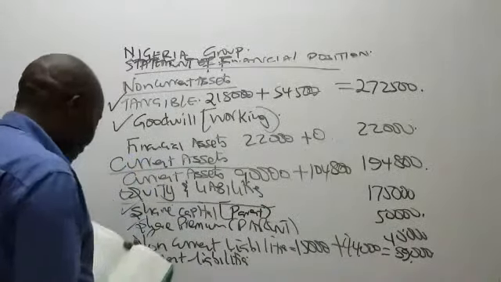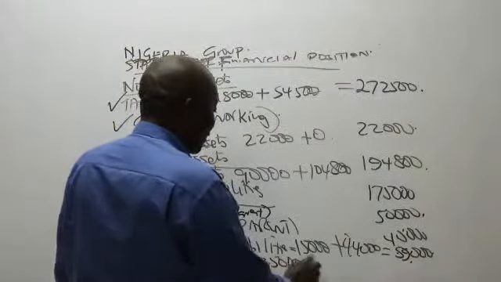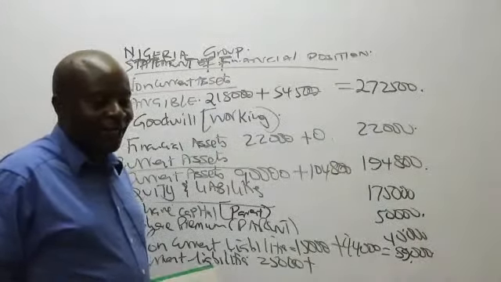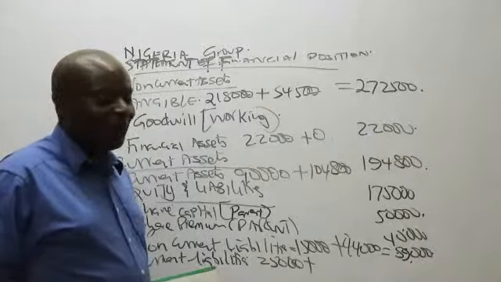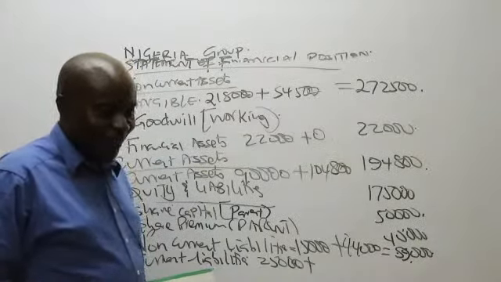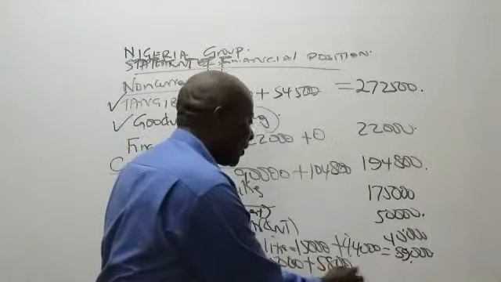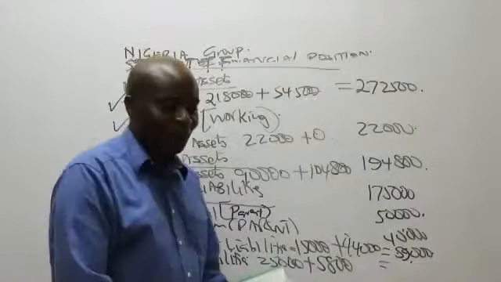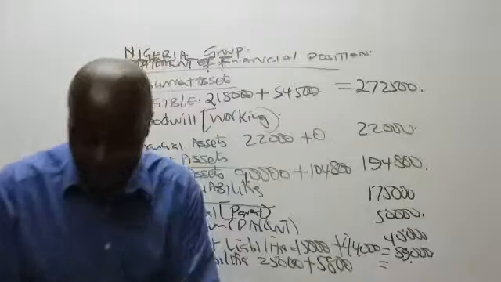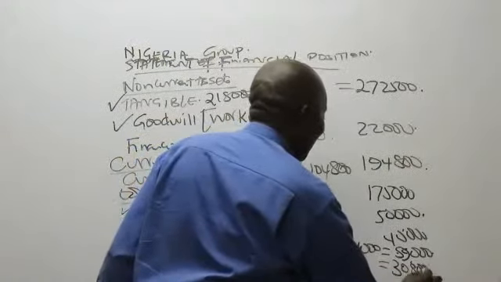So for the current liabilities, I'll pick the one of the parent, which is 25,000, plus the one of the subsidiary. The subsidiary is going to come to how much? Somebody, the current liability? 5,800. Thank you very much. So this one will come to how much, somebody, the last one? 3,800. Now let me ask a question.